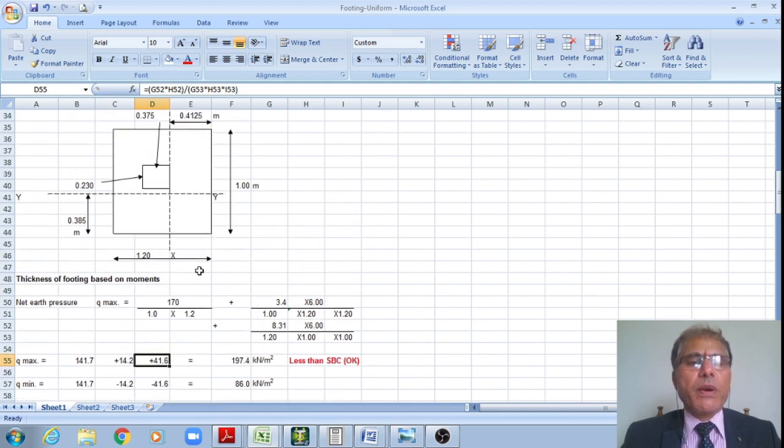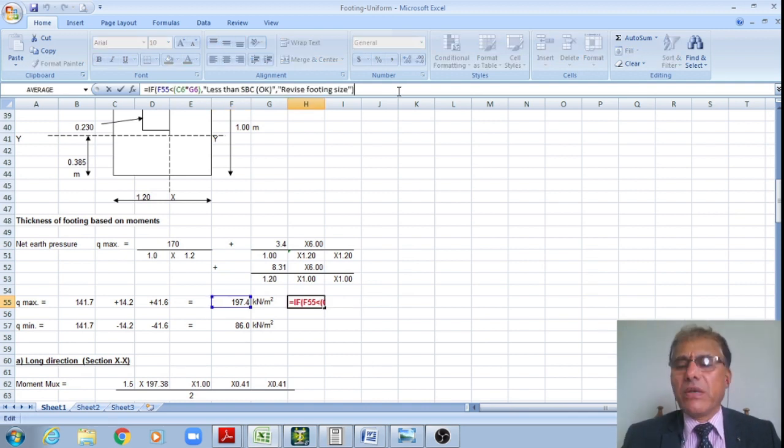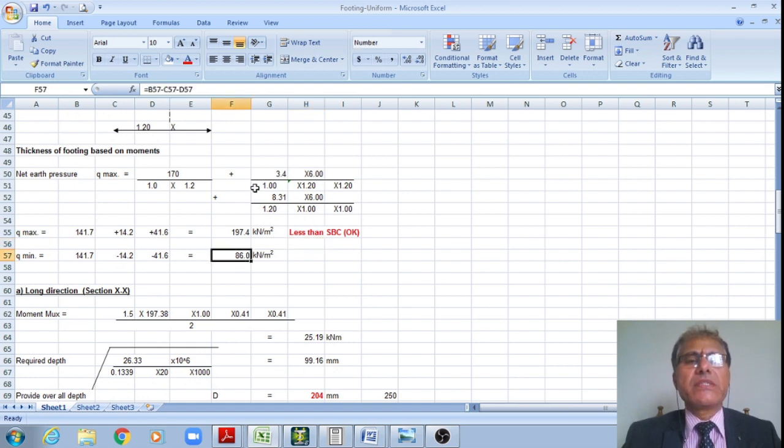Therefore, there are 4 permutations and combinations, plus or minus Mx by Zx plus or minus My by Zy. Accordingly, you will get 4 stresses at the 4 corners of this footing, out of which I'll take the maximum with plus and the minimum with minus. The maximum is now working out as 141.7 plus 14.2 plus 41.6, which is 197.4. However, this is just less than the permissible value of 200. Therefore, okay. And this minimum is equal to 86 kilonewton per meter square, but this value should not be negative.